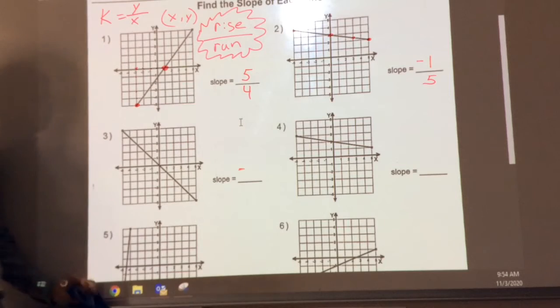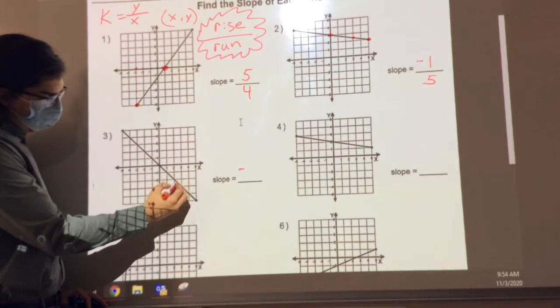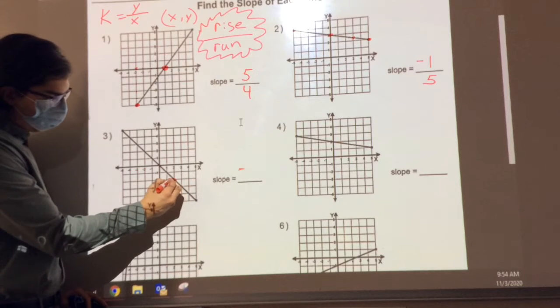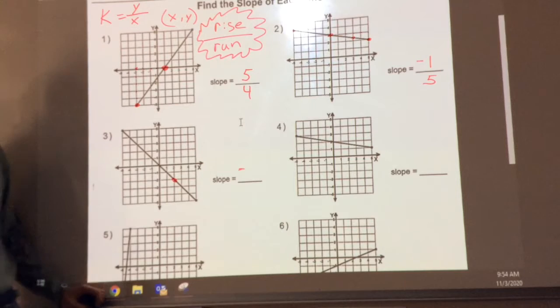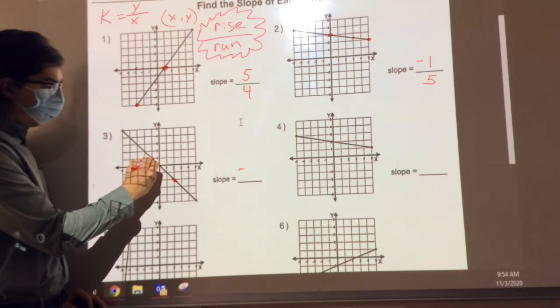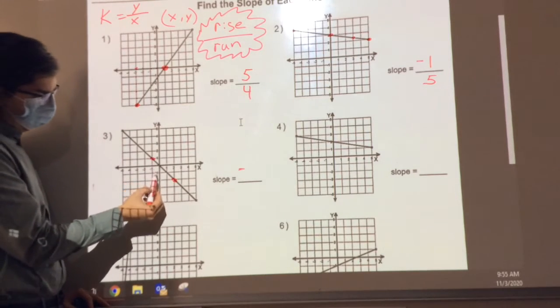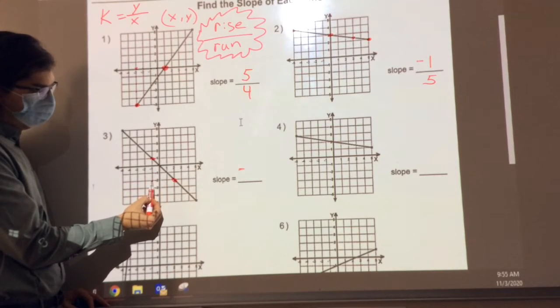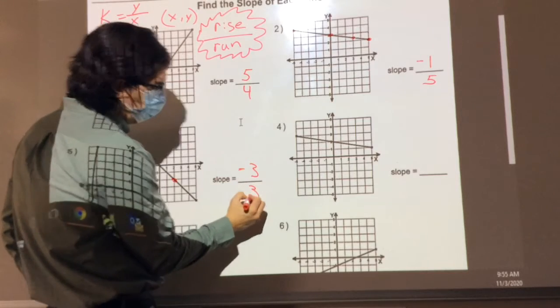Mm-hmm. All right, so here's what I'm going to choose. I'm going to choose 1, negative 2. And I'm going to choose negative 1, 1. I'm just choosing them at random. Do they meet my criteria? They go through a perfect number. They're not in between anything. So I'm going to go down 1, 2, 3 over 1, 2, 3. So I end up with a negative 3 over 3.